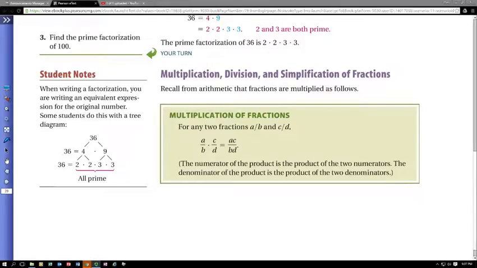Chapter 1, Section 3, Part 2. We're going to look at multiplication, division, and simplification of fractions. And I referred to that other video a little bit. There's some tools to use in prime factorization, trees, and Venn diagramming. I have illustrated those on a couple other videos. Might be good to review again with that.